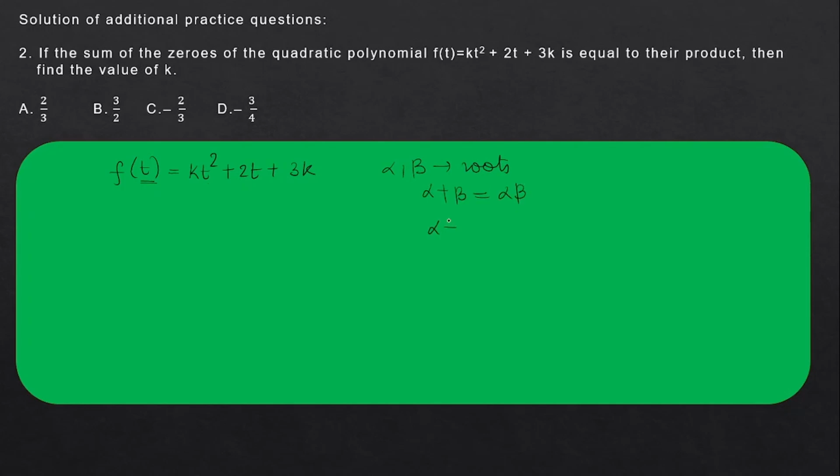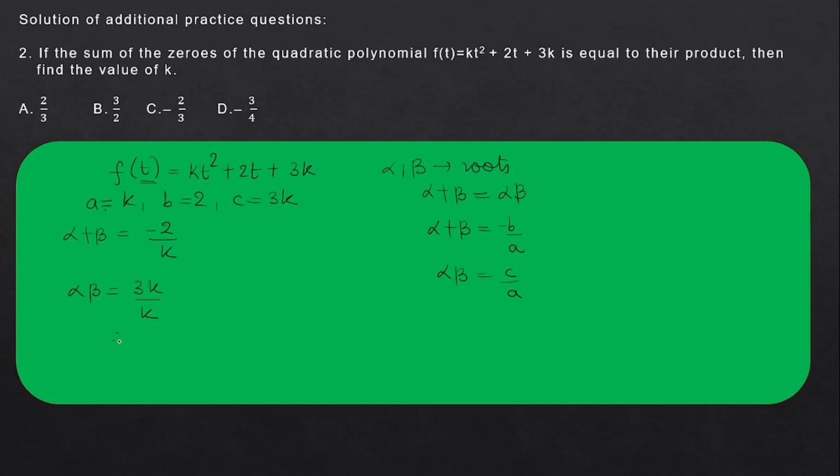Now we also know alpha plus beta is minus b by a and alpha into beta is c by a. Now in this polynomial, we have to find the values of a, b and c. A is the coefficient of the square term, b is the coefficient of the term with power 1 and c is the constant term. So here a becomes k, b becomes 2 and c is equal to 3k. Alpha plus beta, which is minus b by a, becomes minus 2 by k. Alpha into beta, which is c by a, becomes 3k by k.